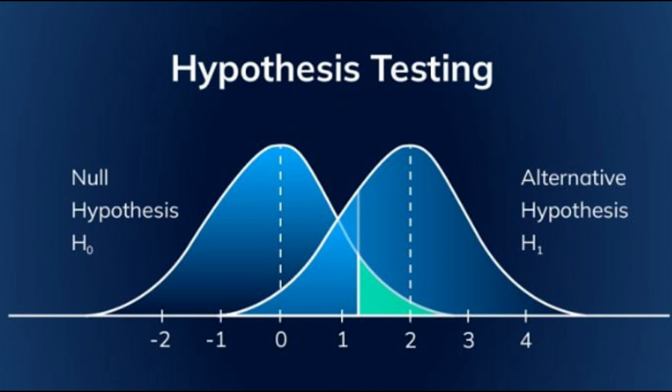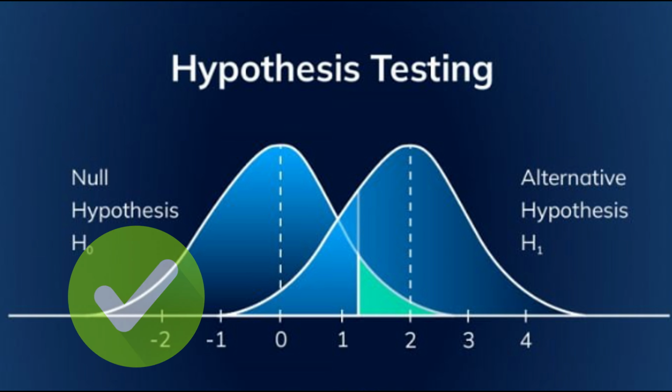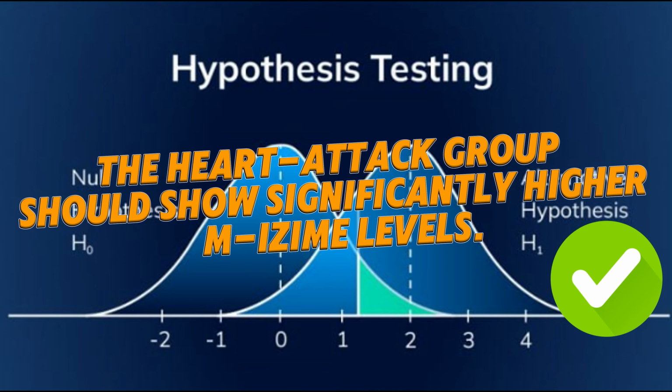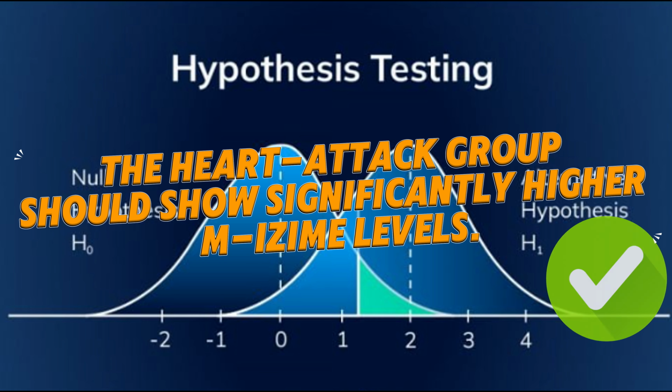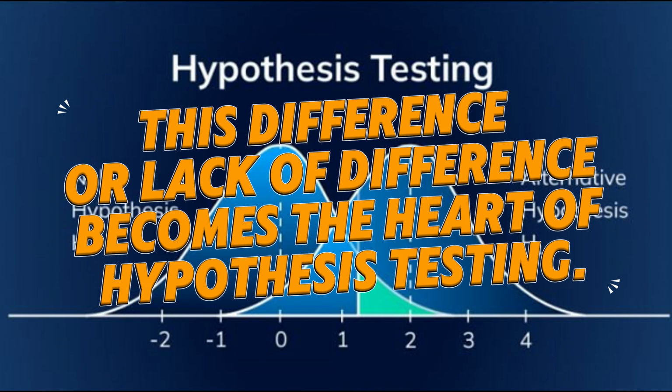Why do we need two groups? Because hypothesis testing compares what we observe to what we would expect if the null hypothesis were true. If the null were true, the two groups should look similar. But if the alternative is true, the heart attack group should show significantly higher M-izime levels. This difference, or lack of difference, becomes the heart of hypothesis testing.